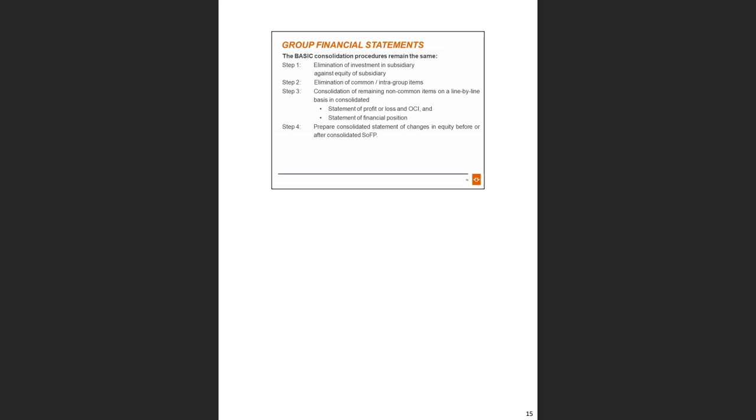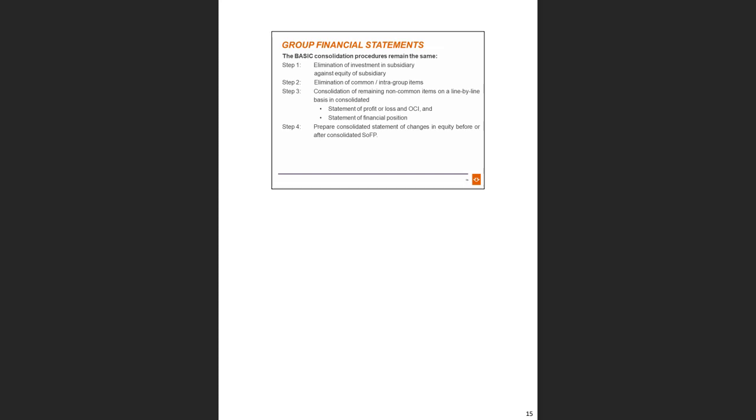Step 2, we have an elimination of our common intragroup items. This is a transaction, for example, where P made a loan to S. So in S's books, it has a loan amount showing. In P's books, it has the other side of the transaction. On consolidation, these amounts need to be eliminated because we're preparing the financial statements from the group perspective.